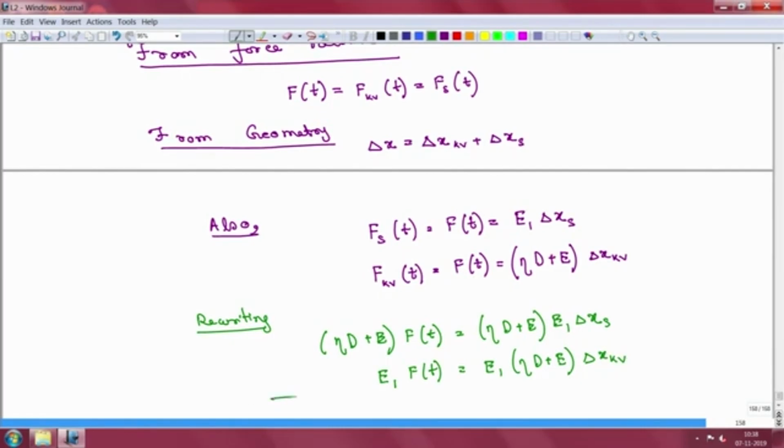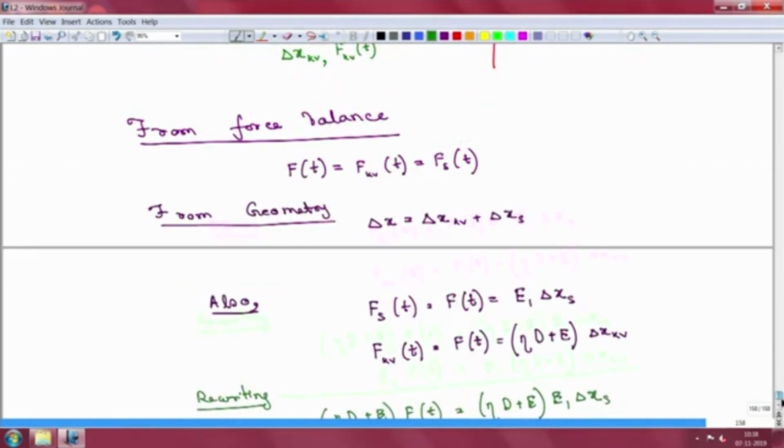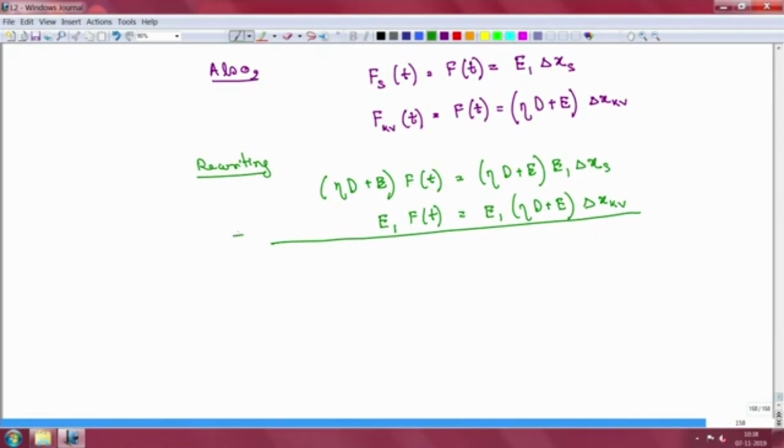So now this is in a form such that you can simply add these two expressions. So you just add, and what you end up with is eta d plus E times F_t plus E1 F_t. And when you add these two together, the delta x and delta x_KV have the same constants, so that just comes outside.